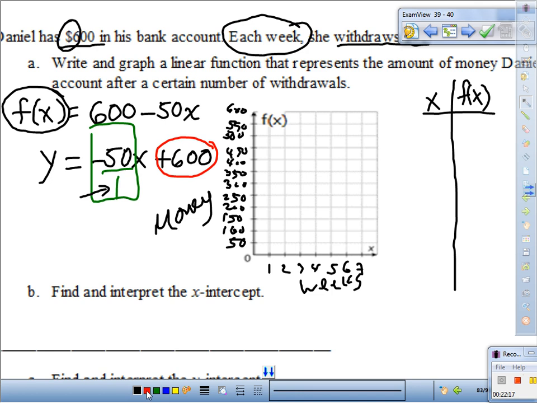All right, so let's plot this. We start at what? 600, so we plot 600. And then the slope tells us to go what? 50 down and 1 to the right. So we go down 50, 1 to the right, plot your point, do it again. 50 down, 1 to the right, plot your point, do it again. 50 down, 1 to the right, plot your point, do it again. We're going to be a little bit off the grid, but that's fine. All right.